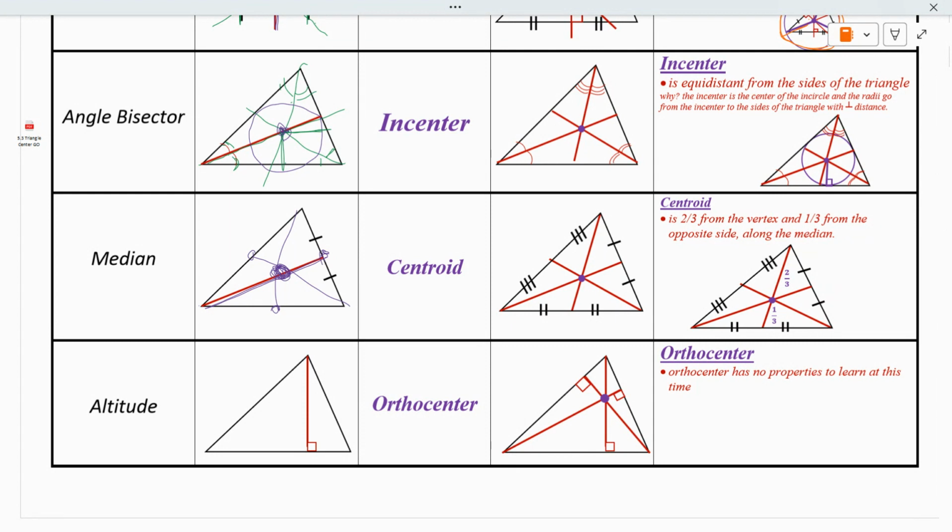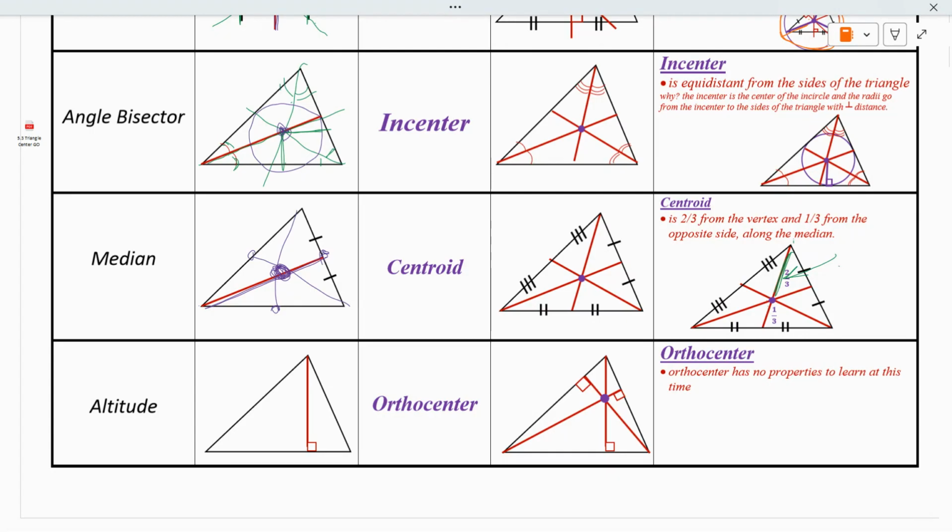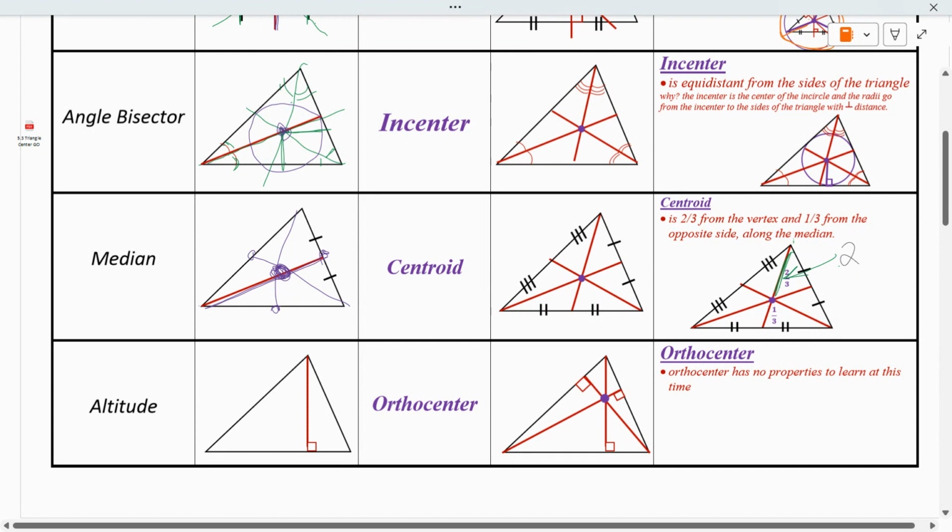Now the centroid has some unique features also. The centroid is 2/3 the length of the whole segment from the vertex, or 1/3 to the opposite side. The other way to think about this is that this segment right here is 2 times this segment, or this segment is half of the longer one.